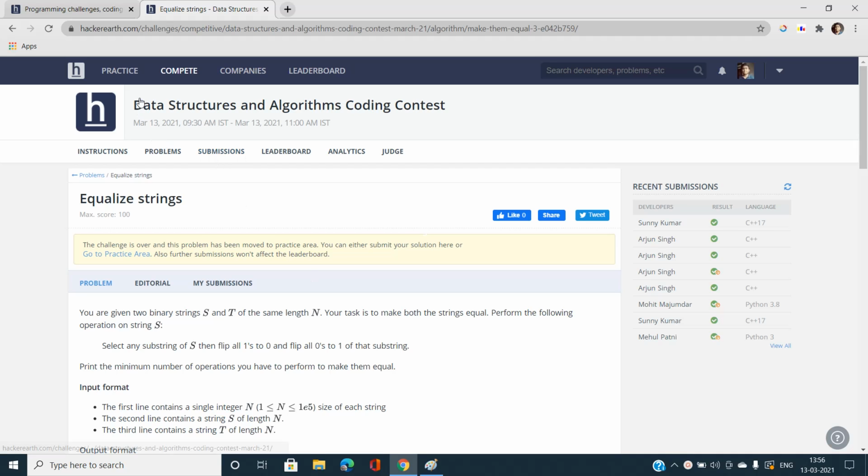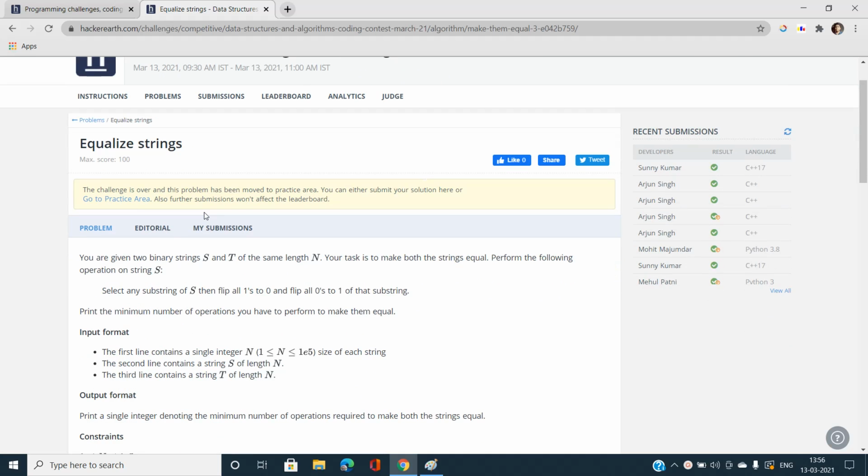And today I am going to discuss the problem of data structures and algorithms coding contest of HackerEarth. And the first problem is equalize strings. Okay, so let's jump directly into the problem statement.